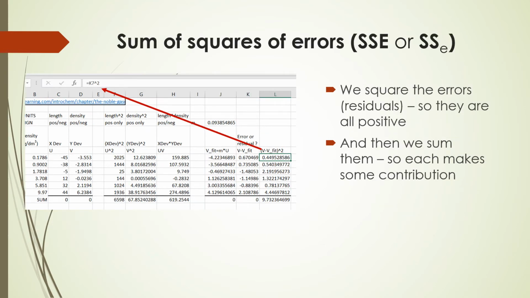Again, we are doing something statistical. We want to take all of the points into account. And so our standard way of doing that is to sum over the points. But the problem is that V and VFit and V minus VFit all sum to 0. So we've added another column in Excel, and we've taken V minus VFit, what we'll call here the error, and squared that. Now those are all positive, so when we sum them, they all contribute. There's no cancellation. And this is known as the sum of the square of the errors.